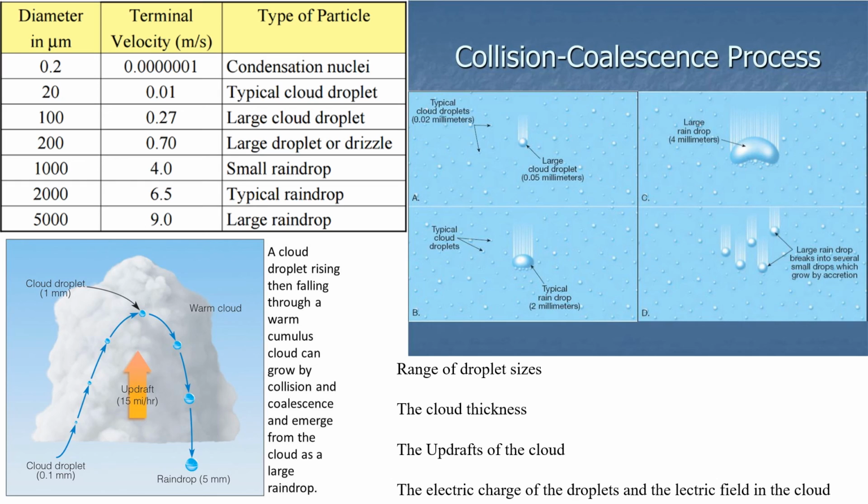Now we will look at how clouds with temperatures below freezing are able to produce precipitation or ice crystals, or not. That's the process we'll be looking at.